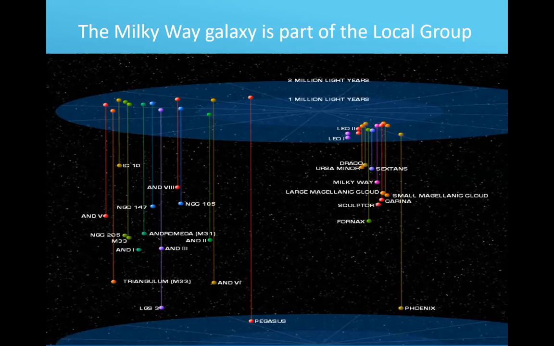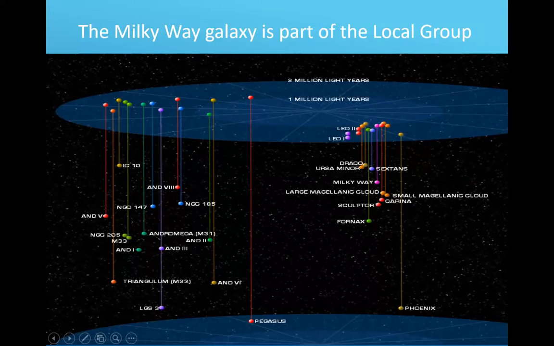The biggest one that we're going to talk about most often is this one right here, the Andromeda Galaxy, sometimes called M31 for historical reasons. But there's lots of other ones as well, like you might have heard about, for example, the Large Magellanic Cloud. You might have heard about the M33, the Triangulum Galaxy.